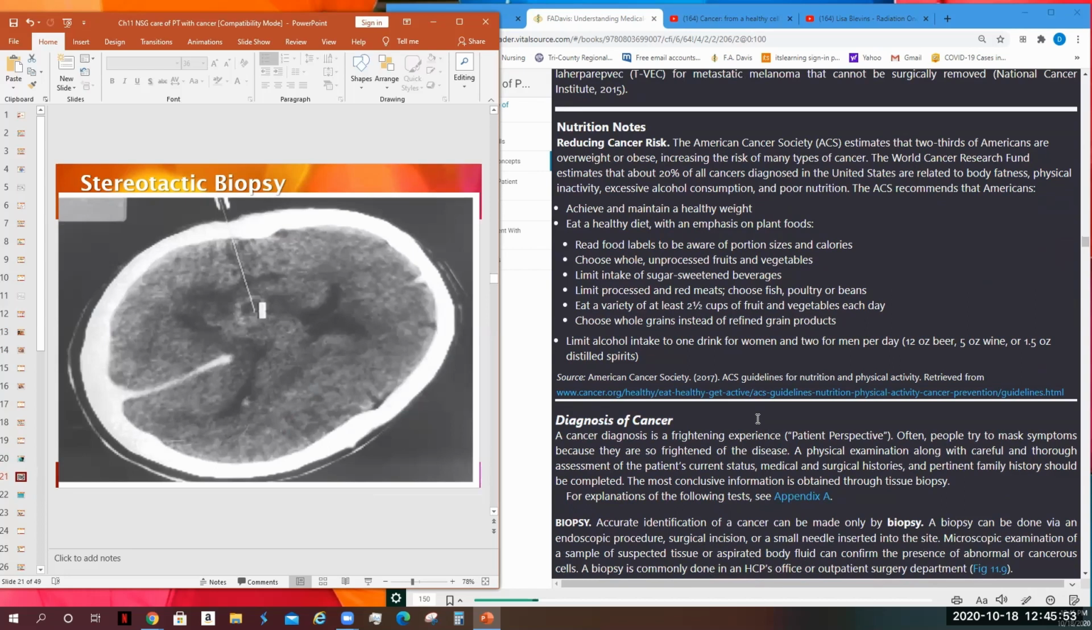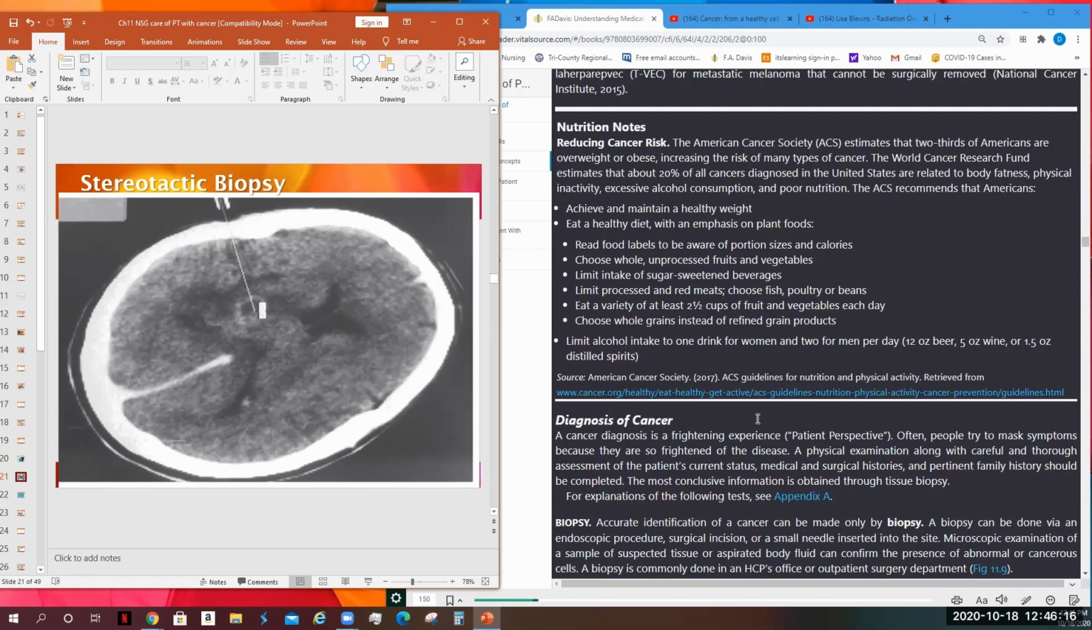That is increasing the risk of many types of cancer. The World Cancer Research Fund estimates that about 20% of all cancers diagnosed in the United States are related to body fatness, physical inactivity, excessive alcohol consumption, and poor nutrition.